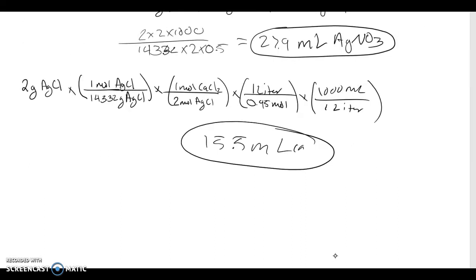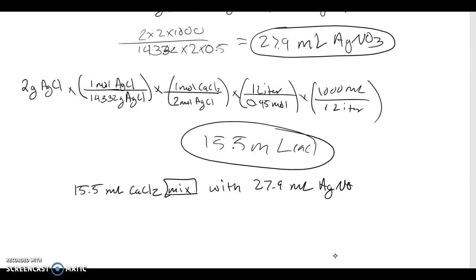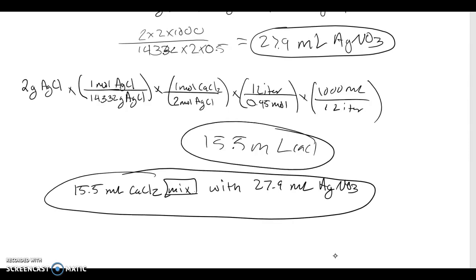Good. Okay, so when you do this in your experiment, what you're going to need to do is essentially have 15.5 milliliters of CaCl2, and you're going to mix that with 27.9 milliliters of silver nitrate. And that is how you start this lab.